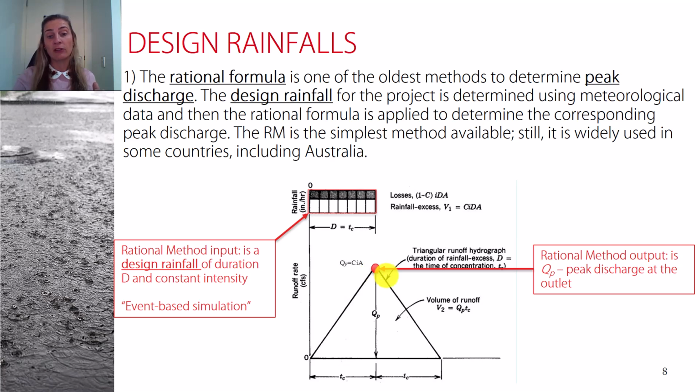We don't use the rational method to estimate the hydrograph because the hydrograph is considered as a triangle, which is not realistic. So we don't use this triangle to estimate the volume of the runoff, even though we could use it as an approximation, but the actual use of the rational method is to find the peak discharge. It's the simplest method available and still widely used in some countries, including Australia.